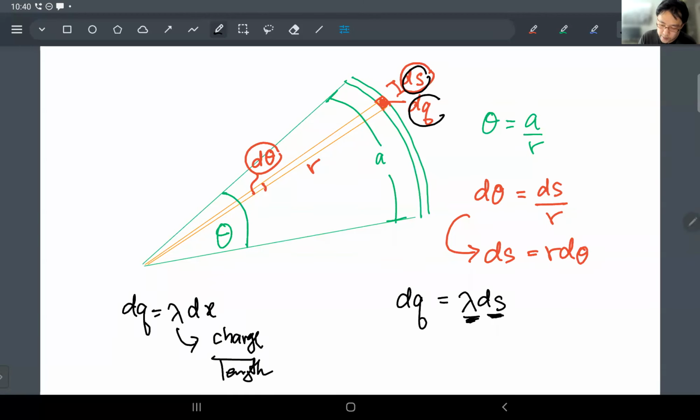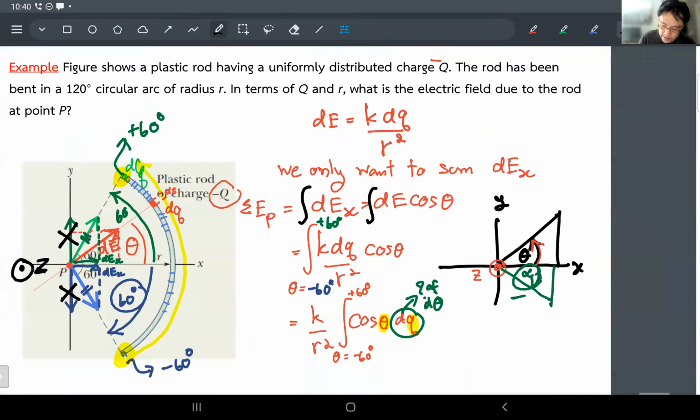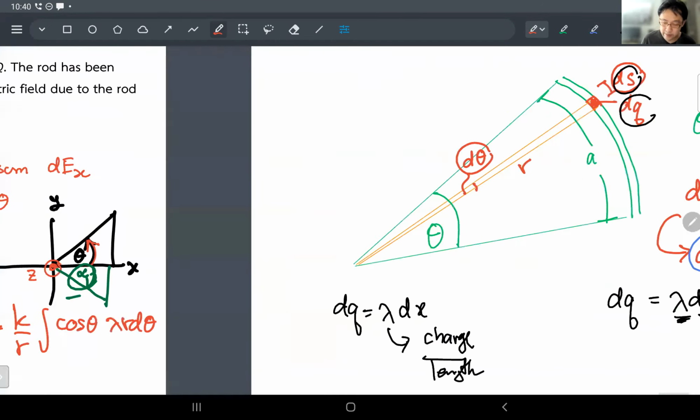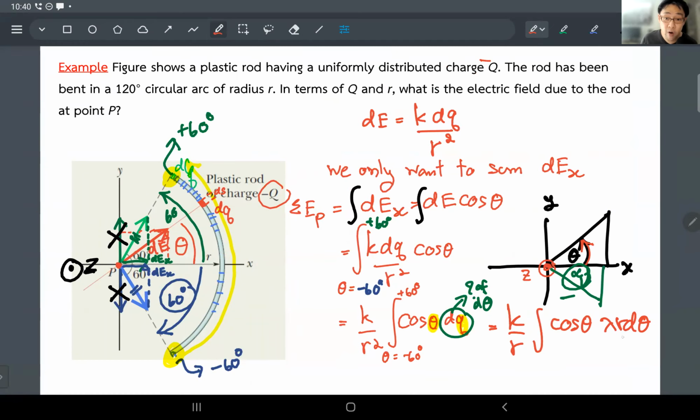But now you know more, because your ds right here can be written in terms of the theta. So it's going to be lambda r d theta. And that's it. That's what you want. That's how I can convert and interchange the variable q with the variable theta. So plug that back in here. Now I'm getting towards the end of the calculation. K over R, integral of the cosine theta. Now I can turn that dq into lambda r d theta. See, I just plug this thing back in here.